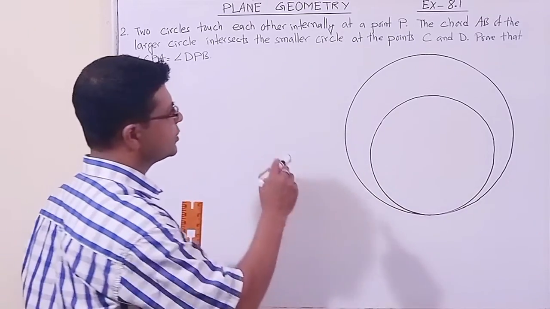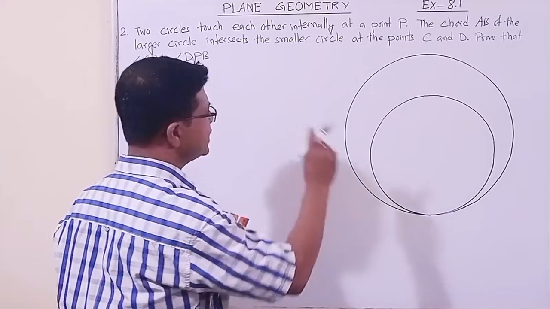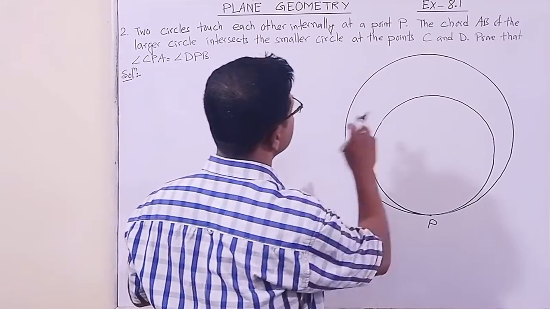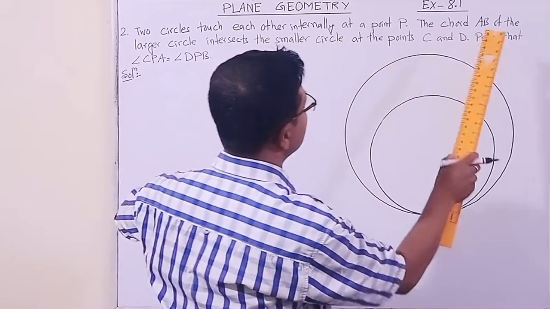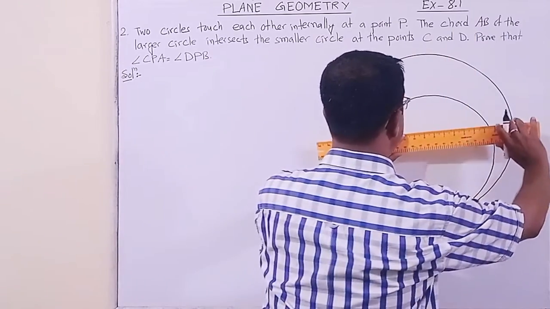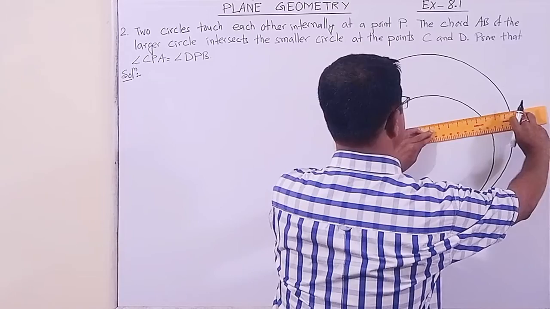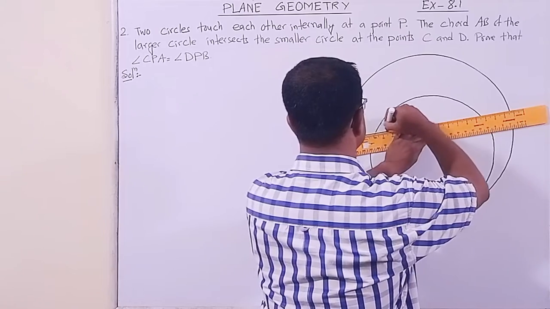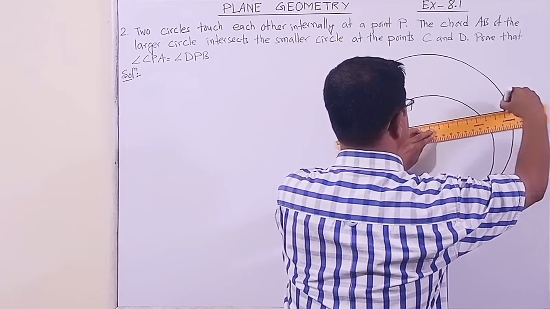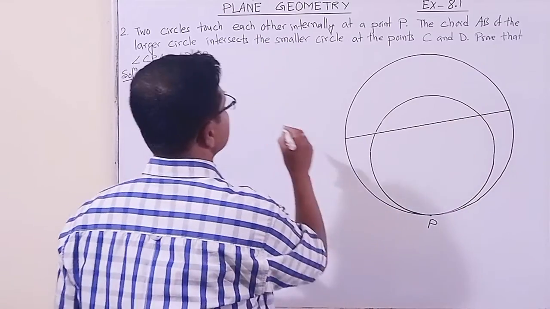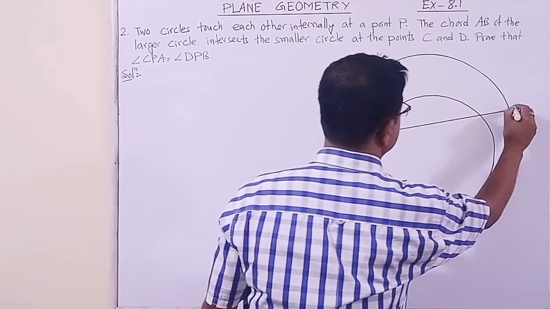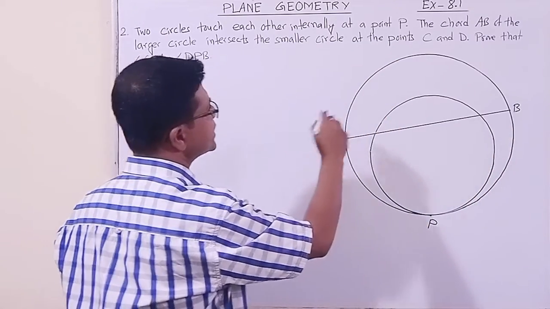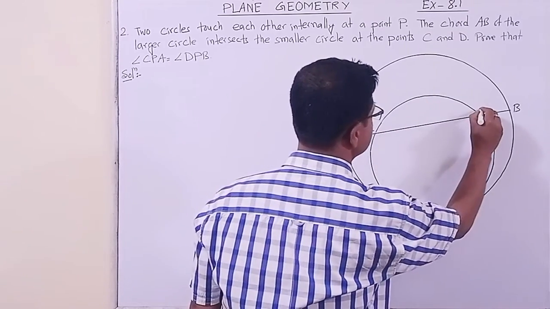Okay, let us start the solution. There are two circles, they touch here at point P. Two circles touch each other internally at point P. Now what is next? The chord AB of the larger circle. Let us consider a chord AB of the larger circle. There are two circles, you can see this is the smaller circle, this is the larger circle. The larger circle is really large, isn't it? Okay, we have drawn this chord AB. This solution is very simple. The chord AB of the larger circle intersects the smaller circle at the points C and D. This point is C and this point is D.